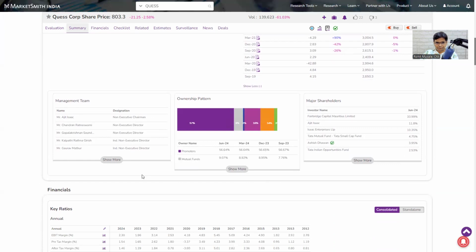We scroll down. Here is the management team. I don't look at this before I buy the company. I'm not paying much attention to this. Then you have the ownership pattern, how much the promoters own in the company. Then you have the major shareholders of the company, their percentages as of the latest quarter.